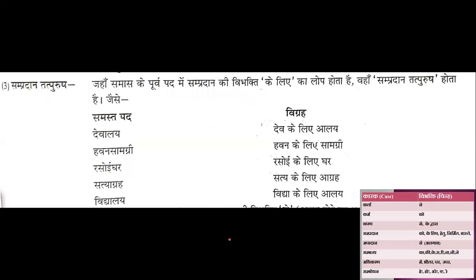The next one is Sampradhan Tatpurush. Again, see, where is Sampradhan? Sampradhan is here. We use ko, ke liye. Mostly we just use ke liye. Remember that, because ko comes under karm karak. So just use ke liye. Dev ale, split it: dev plus ale. So dev ke liye ale. Ke liye, so Sampradhan Tatpurush.